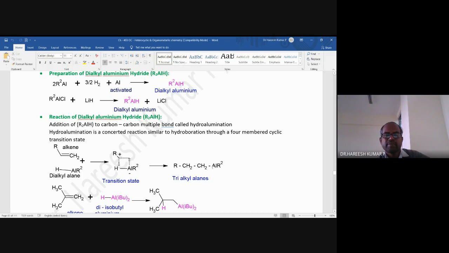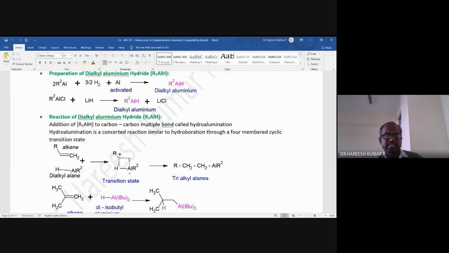What it means is that the less hindered carbon occupies the aluminum bond formation. The more hindered carbon is attacked by H minus. So that's the thing you need to remember. As far as reactions of dialkyl aluminum hydride, this is nothing but a reduction only. But you are adding hydrogen in addition to aluminum metal.